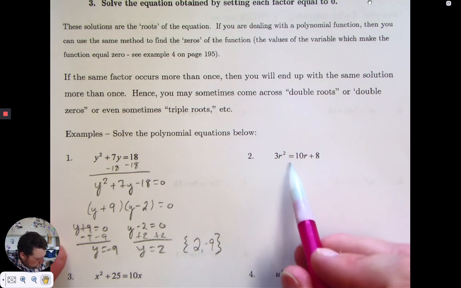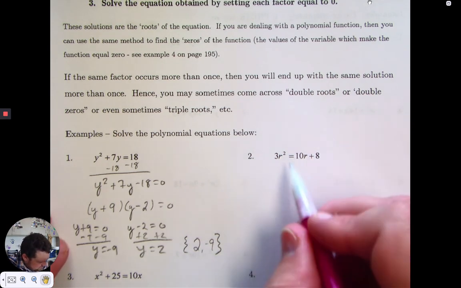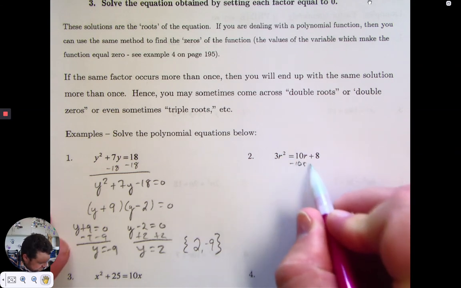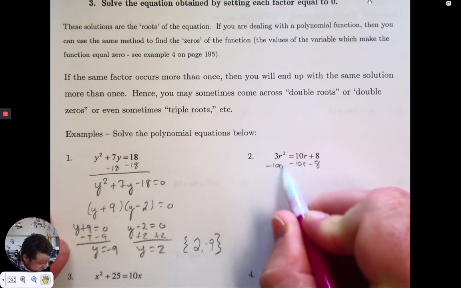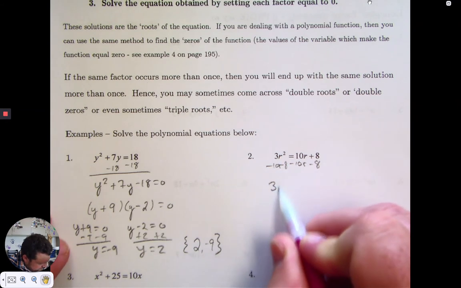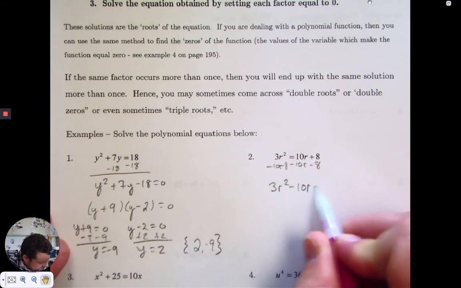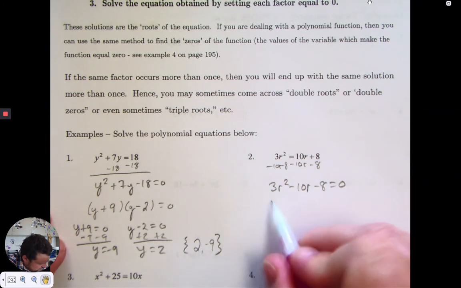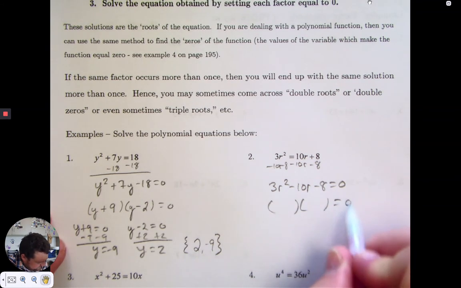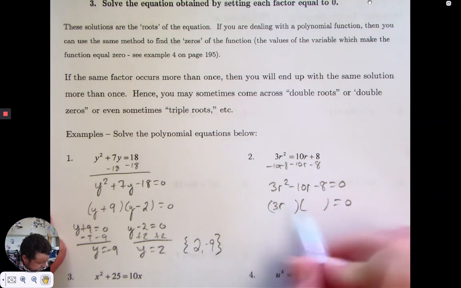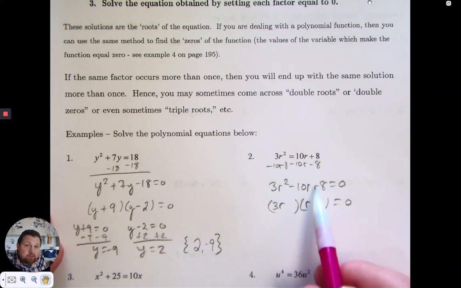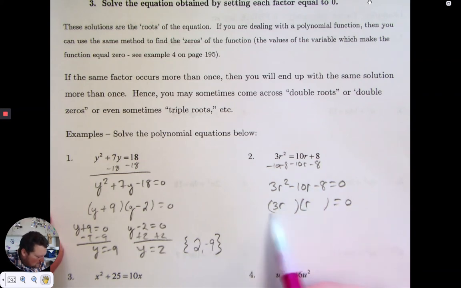When we move on to a question like number 2 here, same exact idea. We want to get it set equal to 0, so we're going to subtract 10r and 8 from both sides. So that will give us 3r squared minus 10r minus 8 equals 0. So again, we want to figure out how can we factor this down. So we know that 3r and r is the only way to get 3r squared. Now we have a minus minus, so that means we're going to have one plus and one minus. And it will matter where they go because our first terms are not the same.